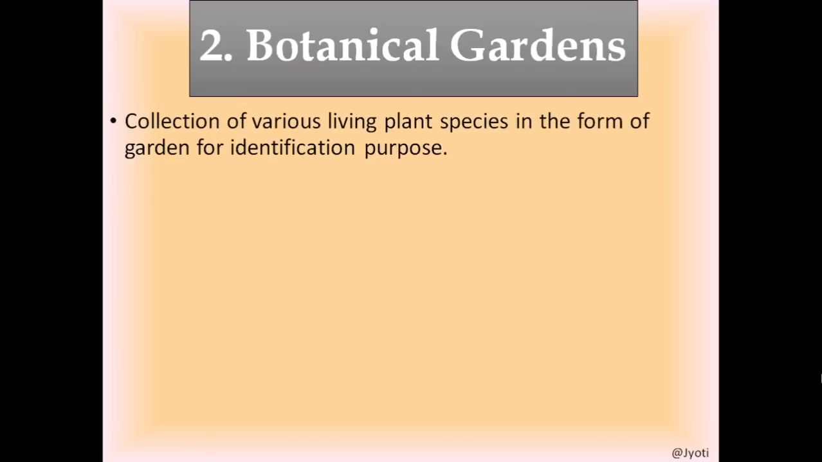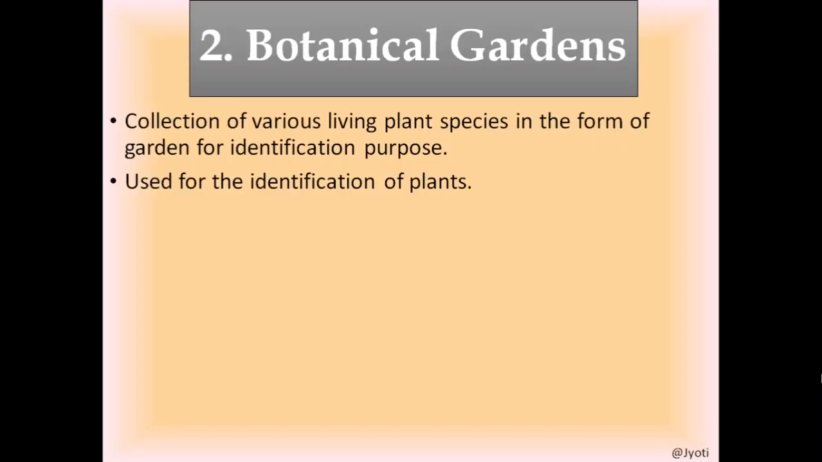Now the next taxonomic aid is botanical gardens. It is the collection of various living plant species in the form of a garden for identification purpose. You might have observed, most of you have visited botanical gardens. I'll show you some botanical gardens of India. These botanical gardens are created artificially.